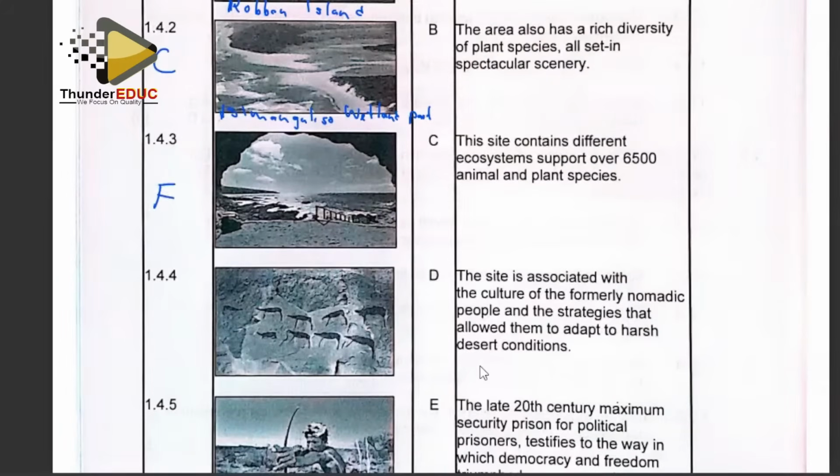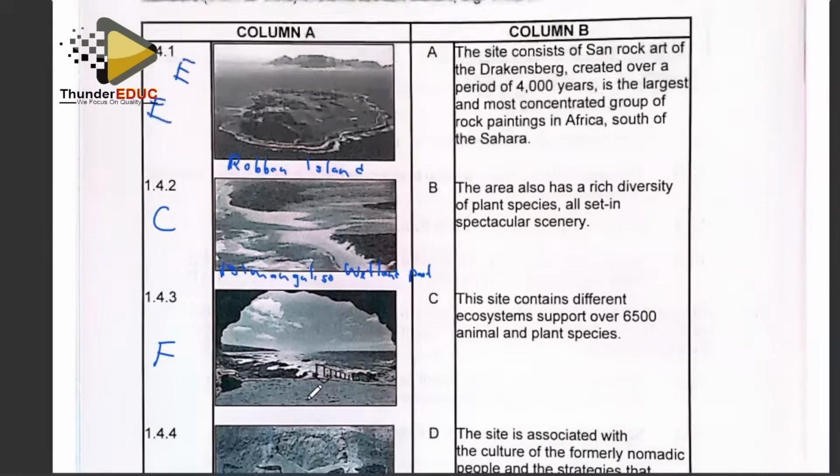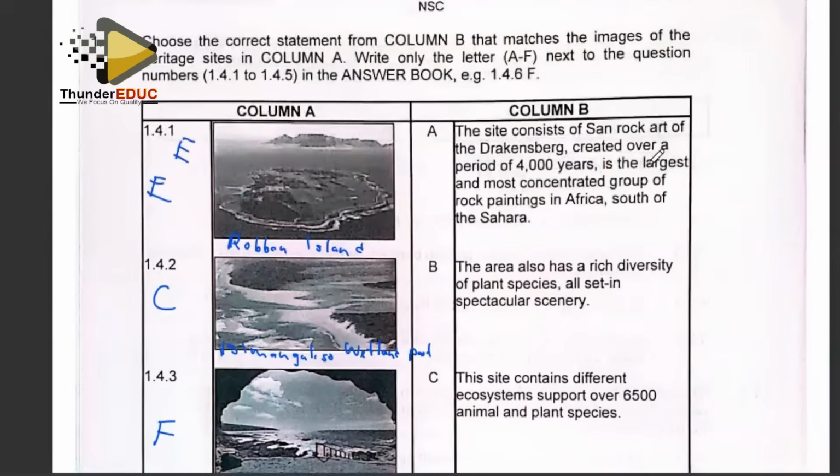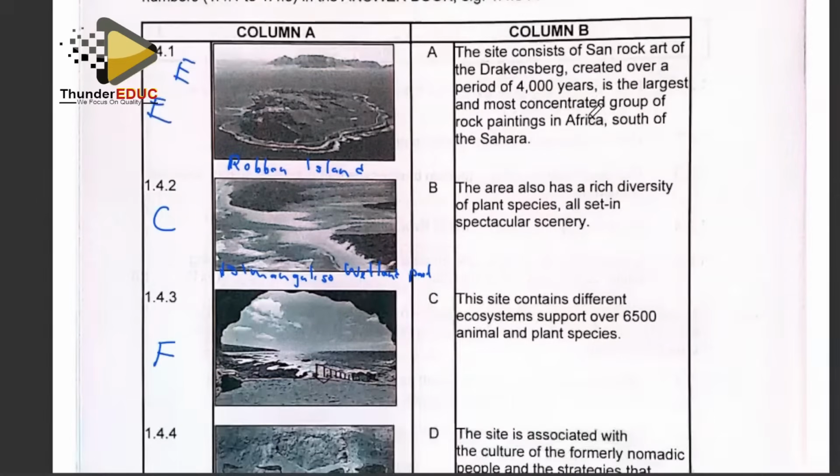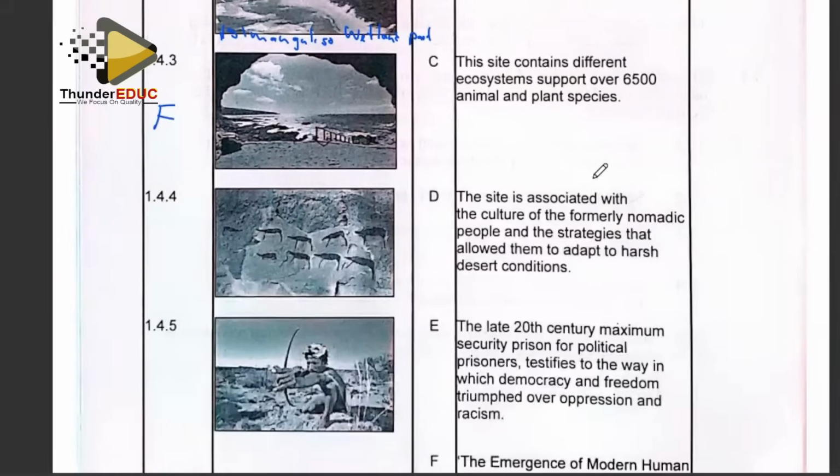Then 1.4.4. If you look at this, these are San rock art. So this is associated with the Drakensberg. It is associated with the Maluti Drakensberg Park. This site consists of San rock art of the Drakensberg created over a period of 4,000 years, which is the largest and most concentrated group of rock paintings south of the Sahara. So this is represented by the letter A.